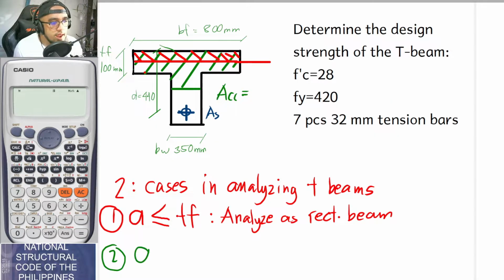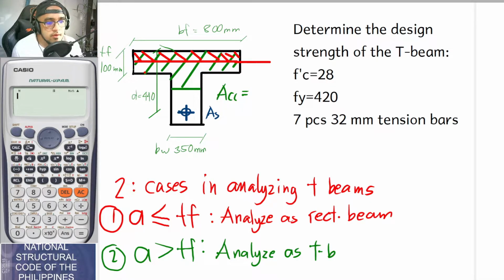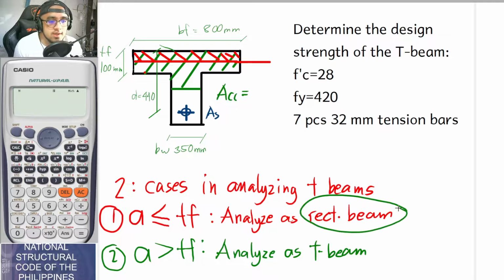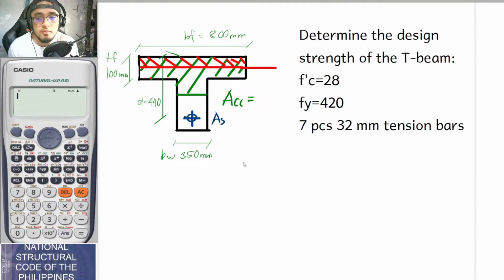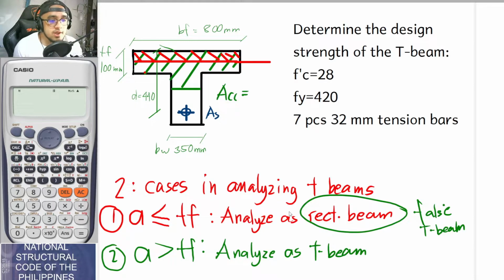So the second case is that if your a is to be greater than your tf. And with that, guys, we would now be analyzing it as a T-beam. So in some reviewer books, they call this a false T-beam. So, okay, with that being said, I will just be copying this once again to our next slide. What we would be doing here is checking which case it belongs to so that we would know how to analyze this.